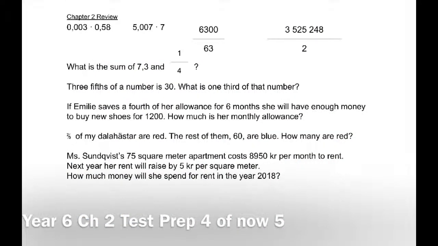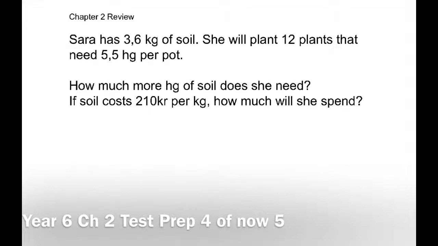We're going to skip this slide for now, and go on to these. Sarah has 3.6 kilograms of soil. She will plant 12 plants that need 5.5 hectograms per pot. How much more hectograms of soil does she need? If the soil costs that much per bag, how much will she spend? So going through and looking at what we have, 3.6, 12 plants, 5.5 per pot. We have our questions. So we have how much more, we should change that to many. How many more hectograms of soil does she need? And then we also want to know how much will she spend.